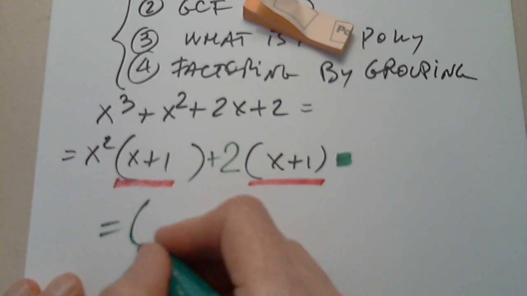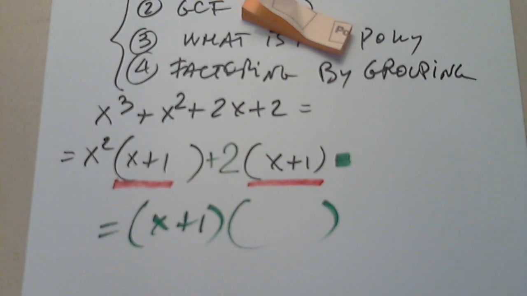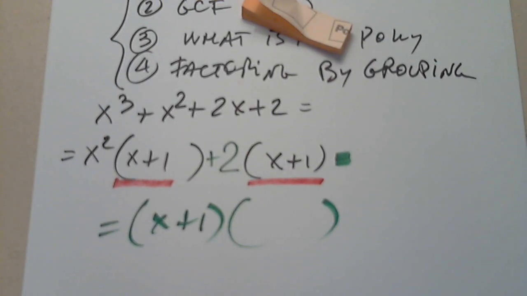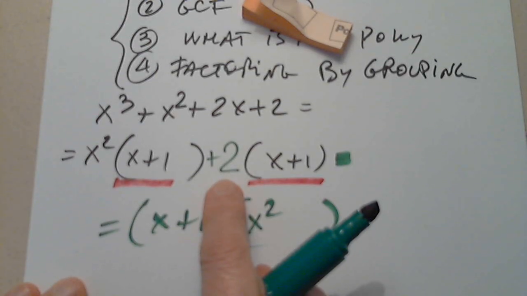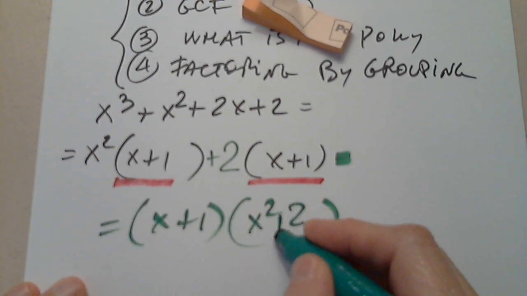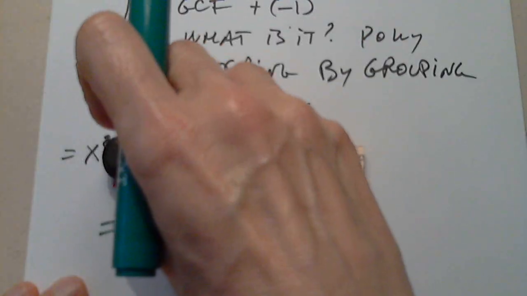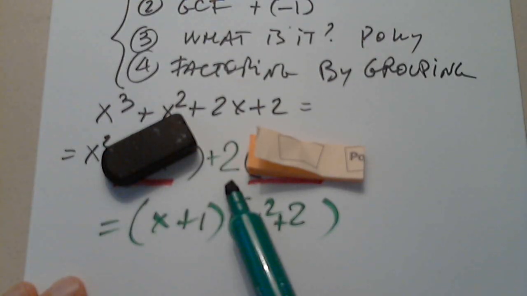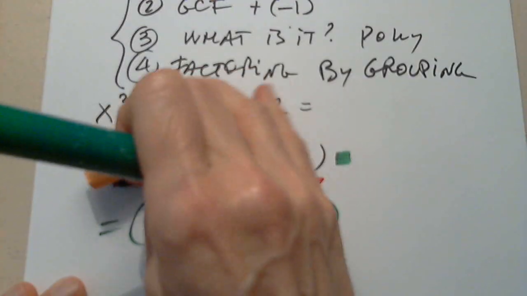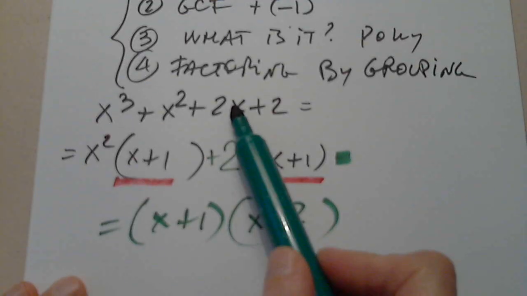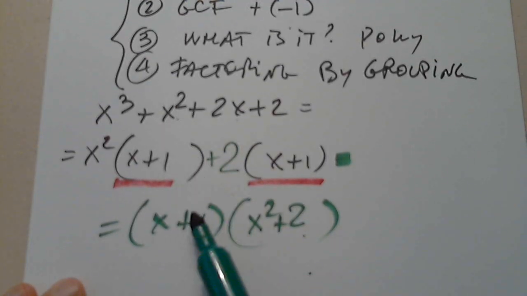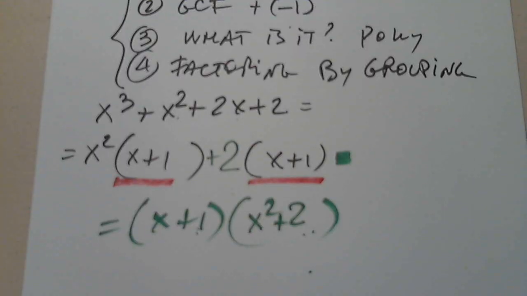X plus 1. What is left in parentheses once we remove x plus 1? X squared plus 2. Because this is out, that's all that is left. It's x squared plus 2. We check. X times x squared is x cubed. X times 2 is 2x. 1 times x squared is x squared. 1 times 2 is 2. Any questions?